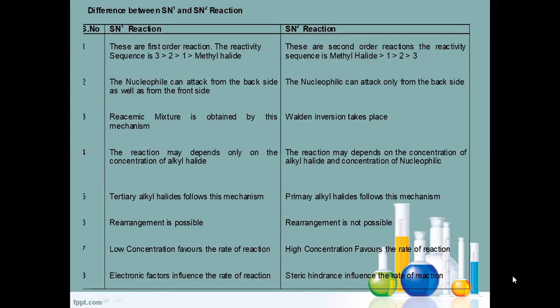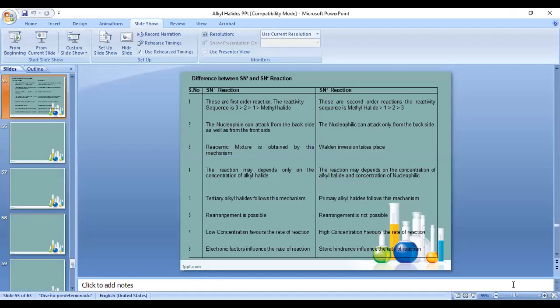So this is about the alkyl halides. So the unit will be complete.